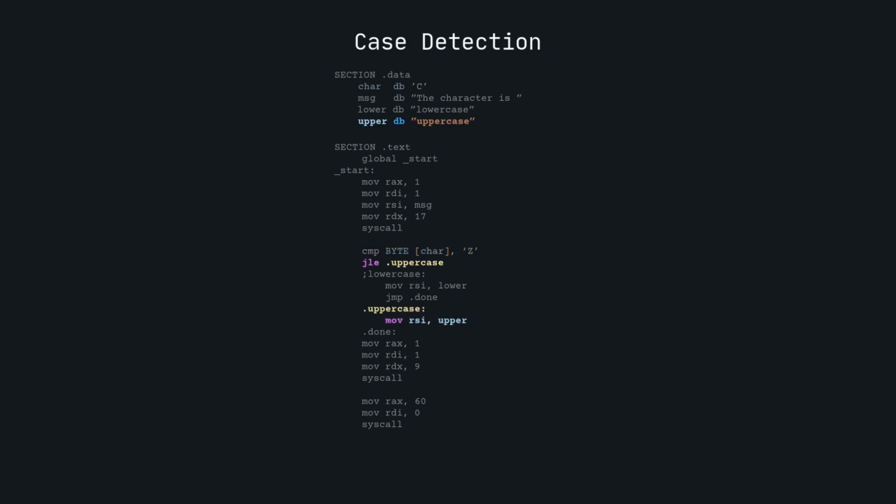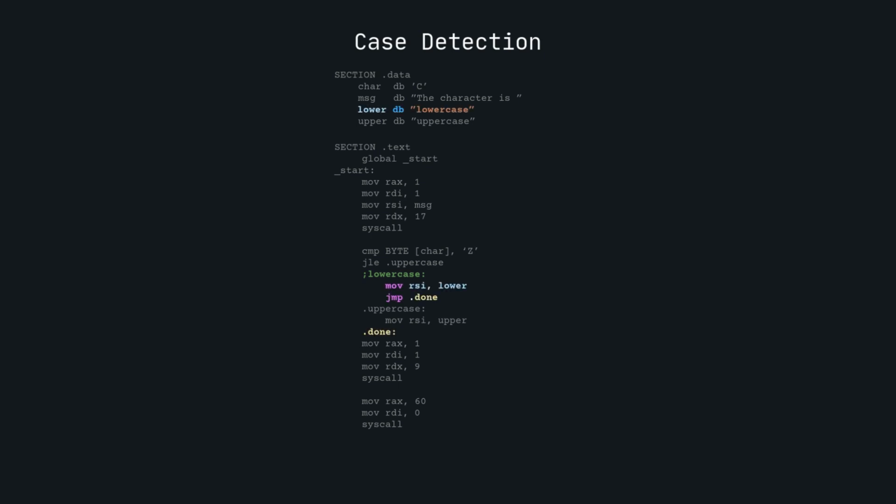If the character is less than or equal to uppercase Z, we jump to the label named uppercase and move the address of the uppercase string into the register RSI. If the character was not less than or equal to uppercase Z, the program continues to the next line. I like to put a label there to match the format with the other label. Because the label is not needed, I create a comment that looks like the label. Comments are text in the code that are ignored by the computer. To create one, type a semicolon and then your comment, followed by a new line.